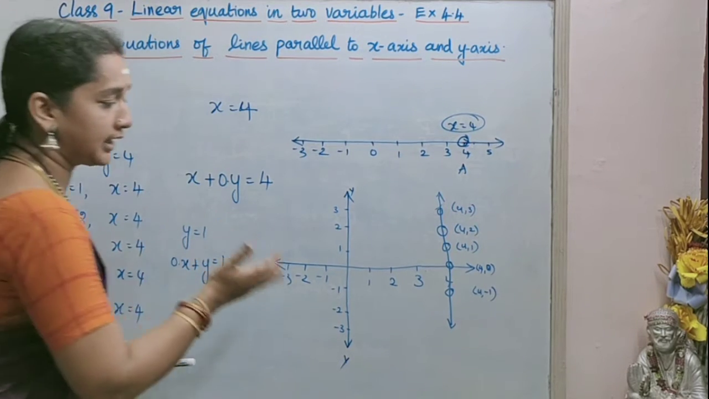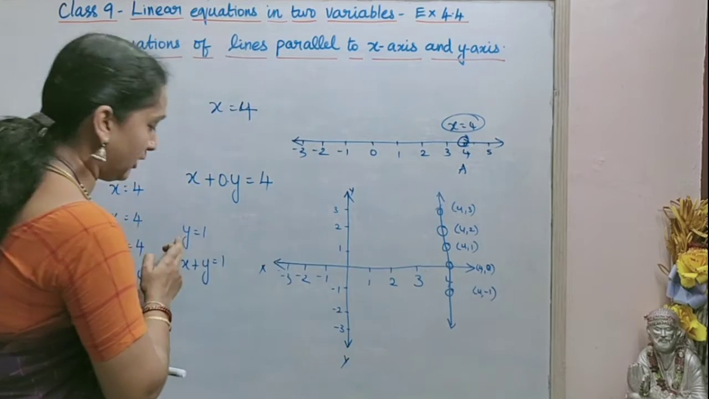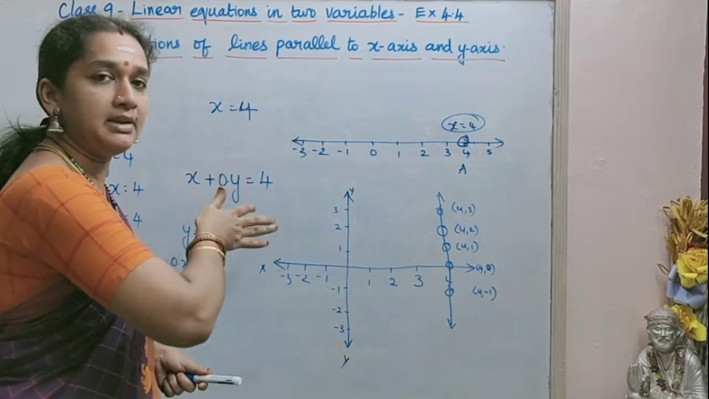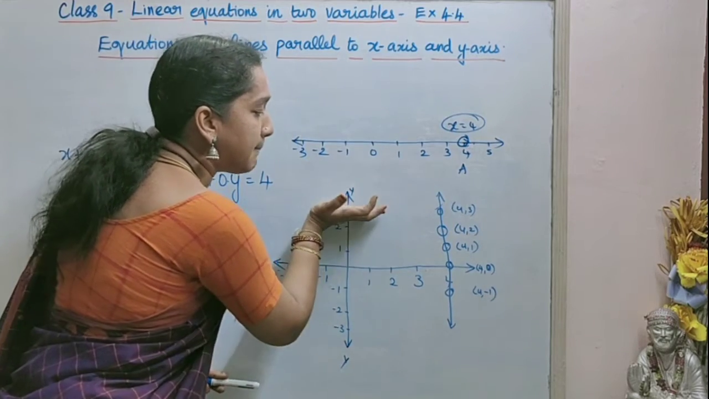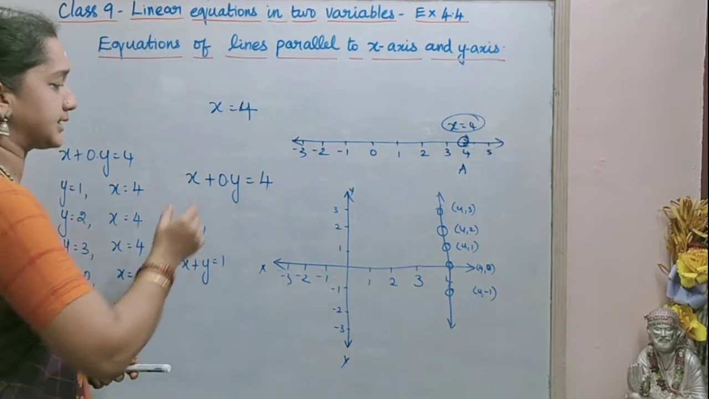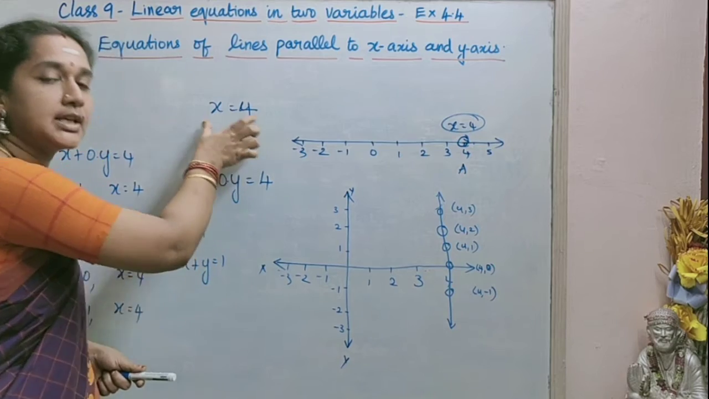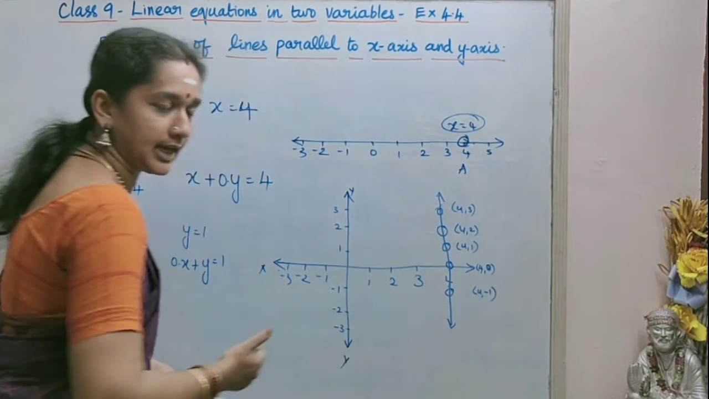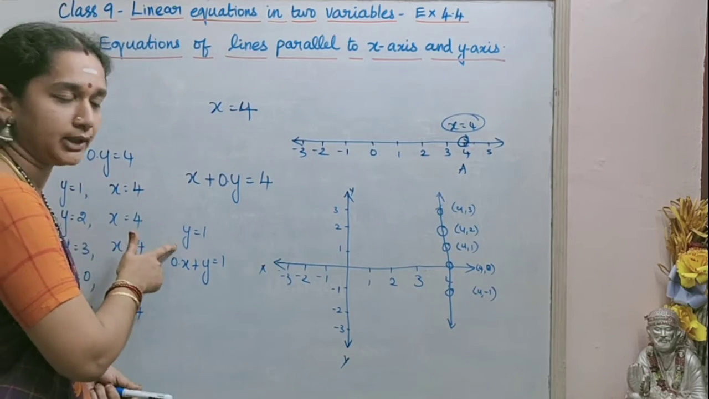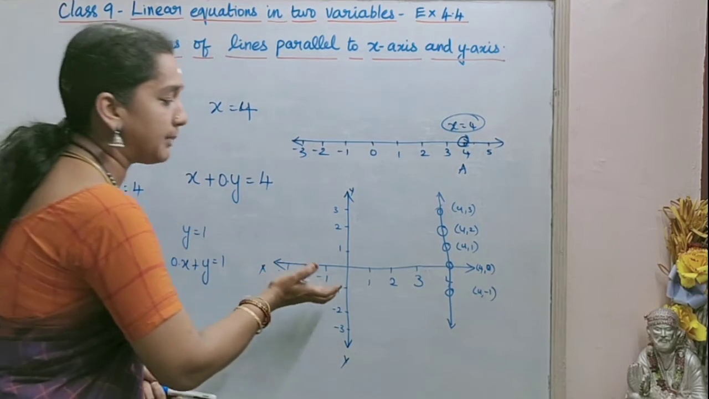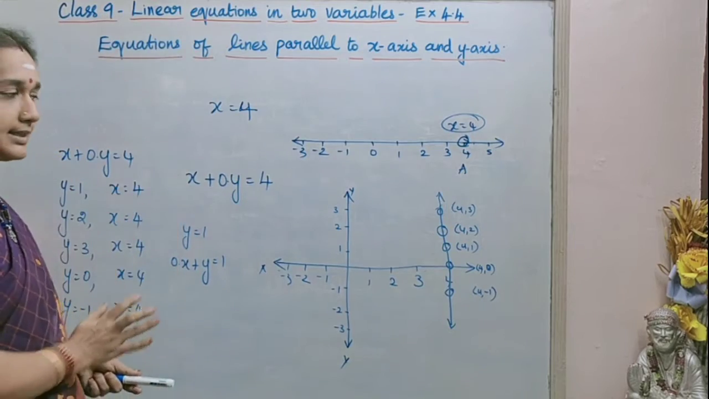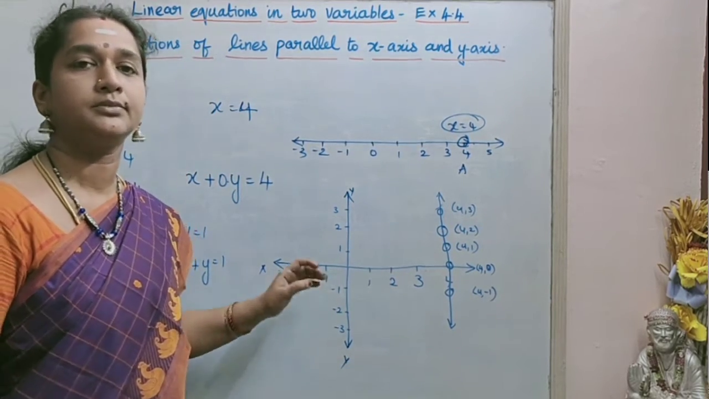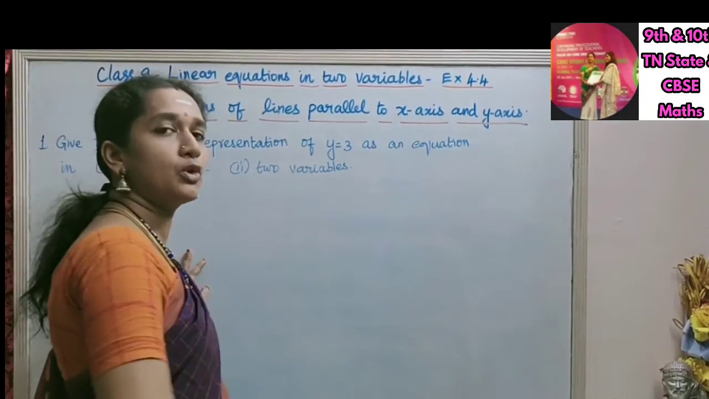So, if y is equal to 1, for any y values, the line that we are going to plot will be parallel to the x-axis. So, if we take x values, that will be parallel to the y-axis. If we are taking y values, that will be parallel to the x-axis. So, like this only we are going to do the exercise sums. Understood? Now, we will see exercise 4.4.